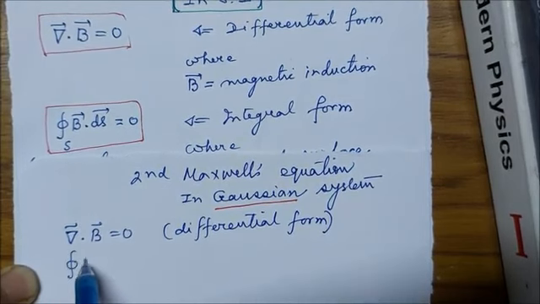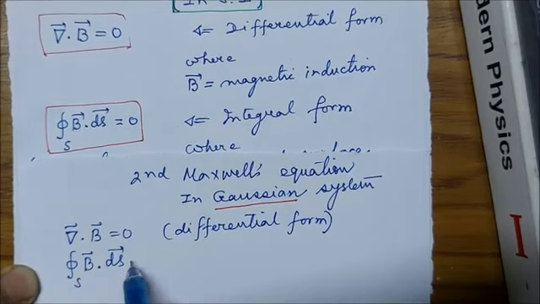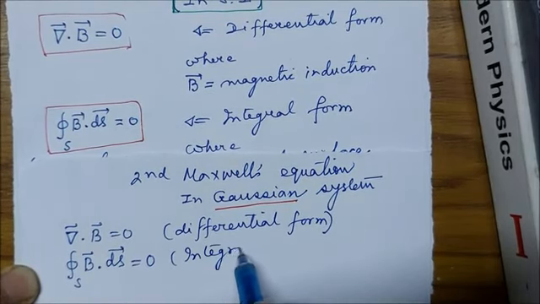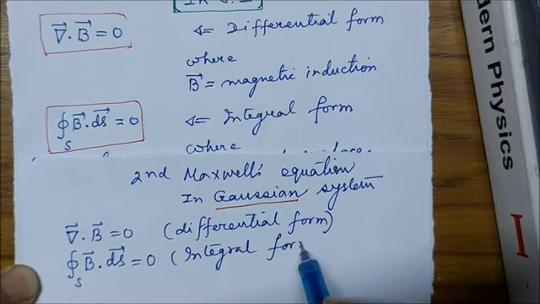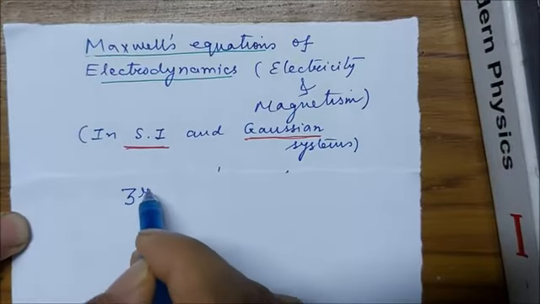And the flux of B across a closed surface is 0. This is the integral form. Let us now move over to the third Maxwell's equation. We now write down the third Maxwell's equation.